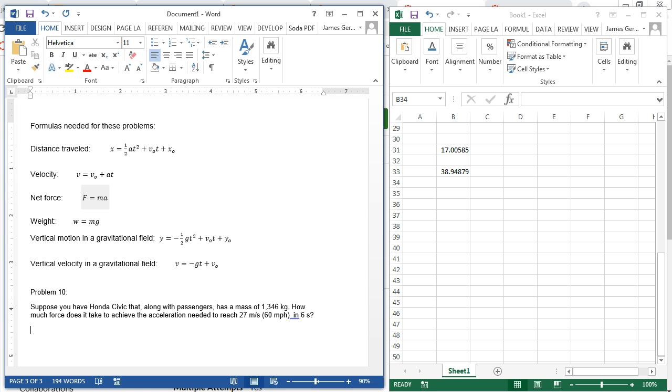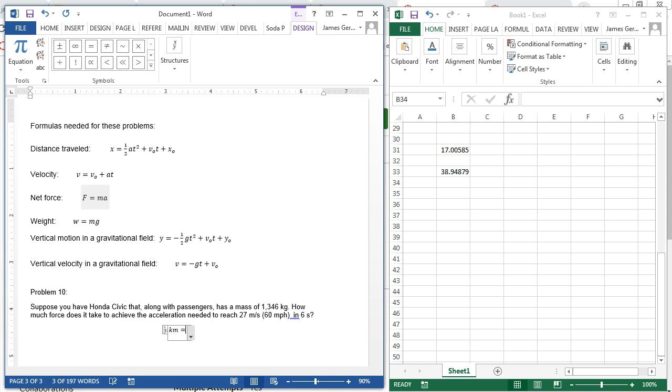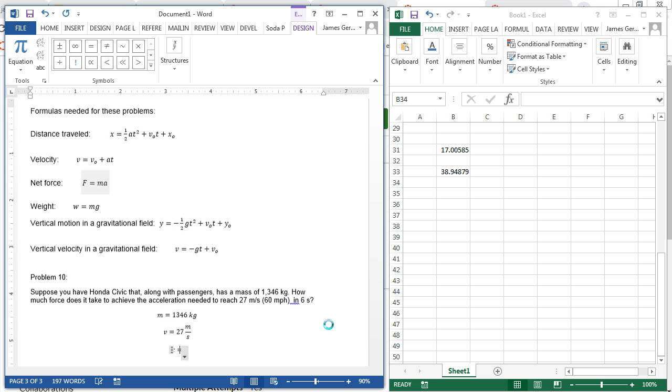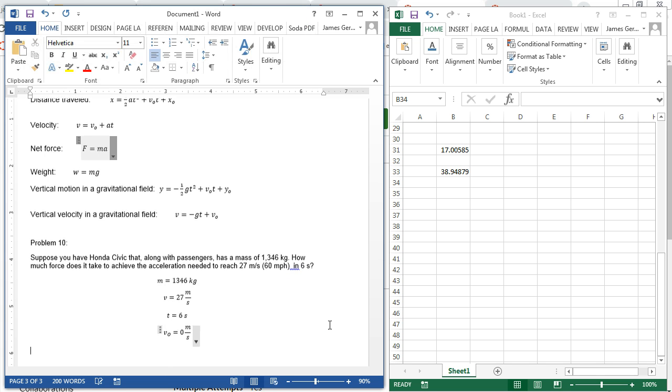So we want to reach a certain velocity, and we want to do it in 6 seconds. We're starting from rest. So we know several things already. We know the mass. The mass is 1346 kilograms. And we know that the velocity we're after is 27 meters per second. We know the time involved is 6 seconds. And we also know our initial velocity because we're starting from rest, right? So initially we have 0 meters per second. So these are the things we know.